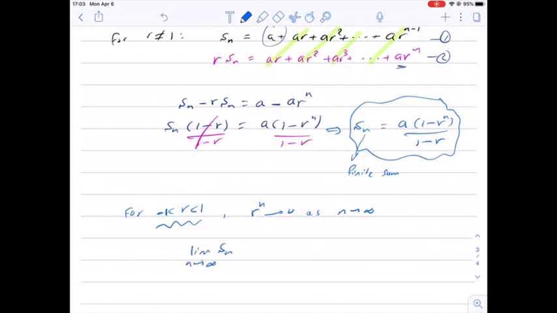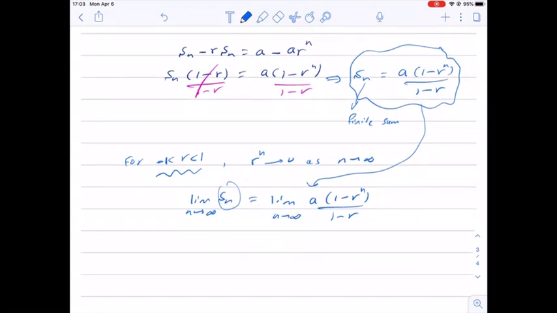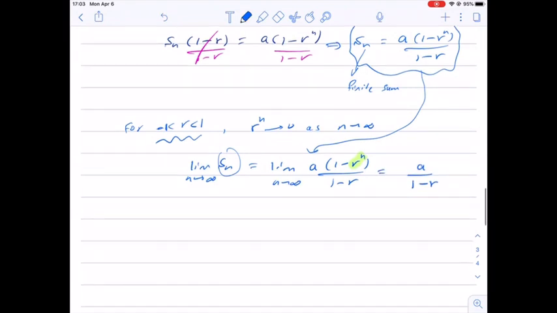So the limit of Sn as n goes to infinity, if we take infinitely many terms, then we take the limit of Sn. Sn we obtained here, a times 1 minus r to the nth over 1 minus r, as n goes to infinity. Now this term becomes 0 because r is between -1 and 1. So we get a over 1 minus r. Now this gives us the sum of the infinite geometric series.